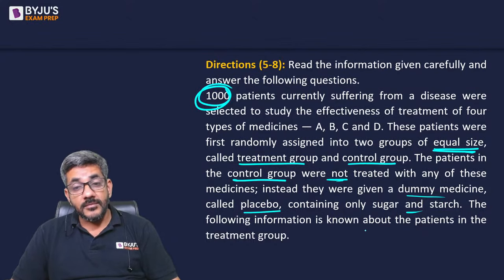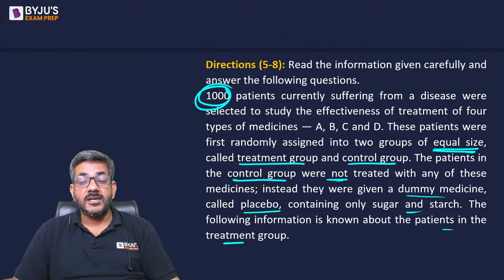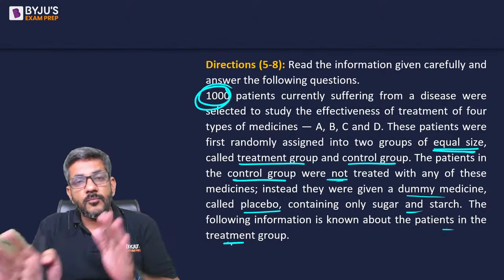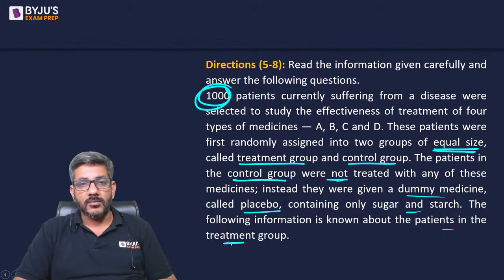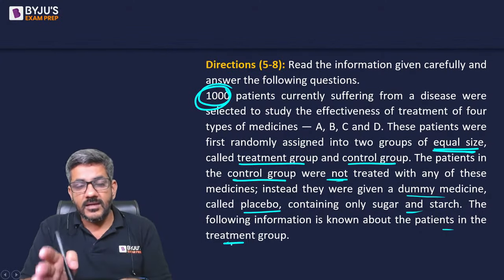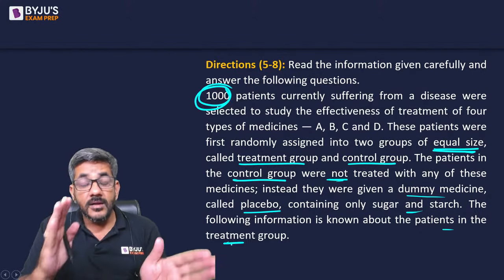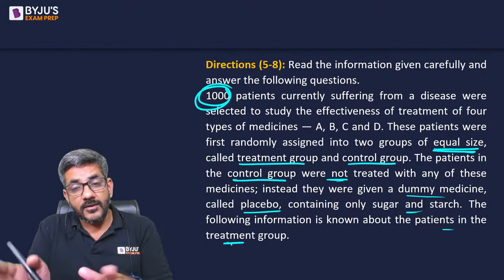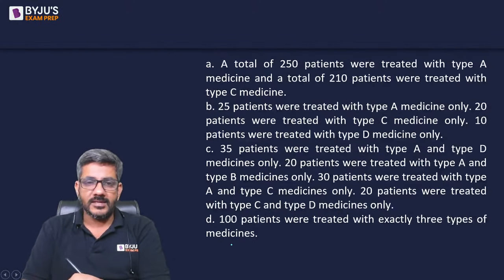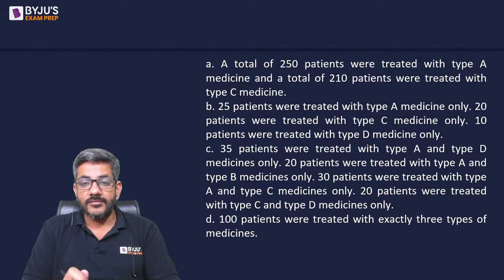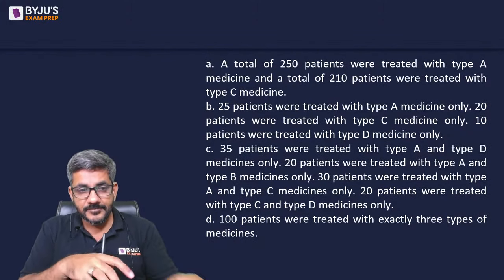The following information is known about the patients in the treatment group. So, what do we have to do in the treatment group? Now we are going to talk about that. 500 people are there in the control group, they were given nothing. 500 people are there in the treatment group, and he is now telling what was done with them. Now this is all the information that you see on the screen.